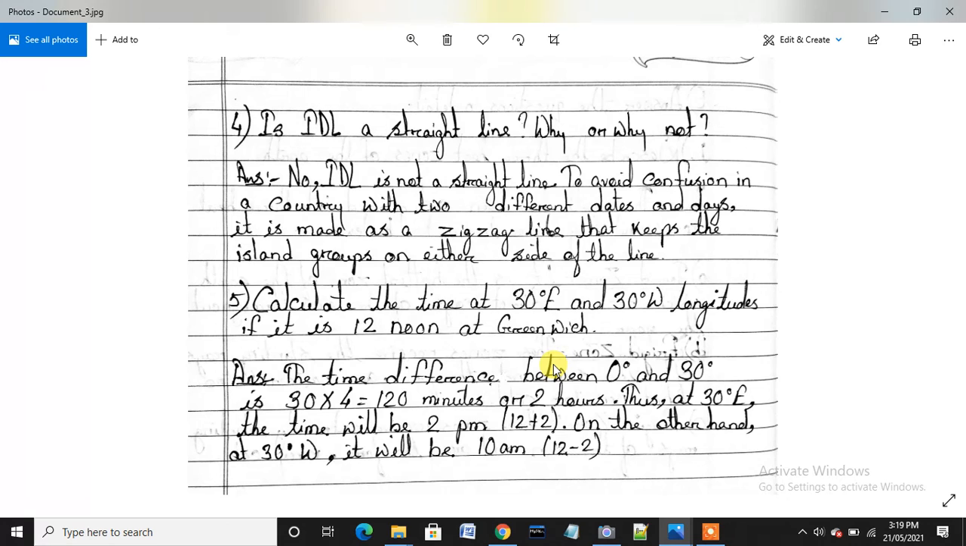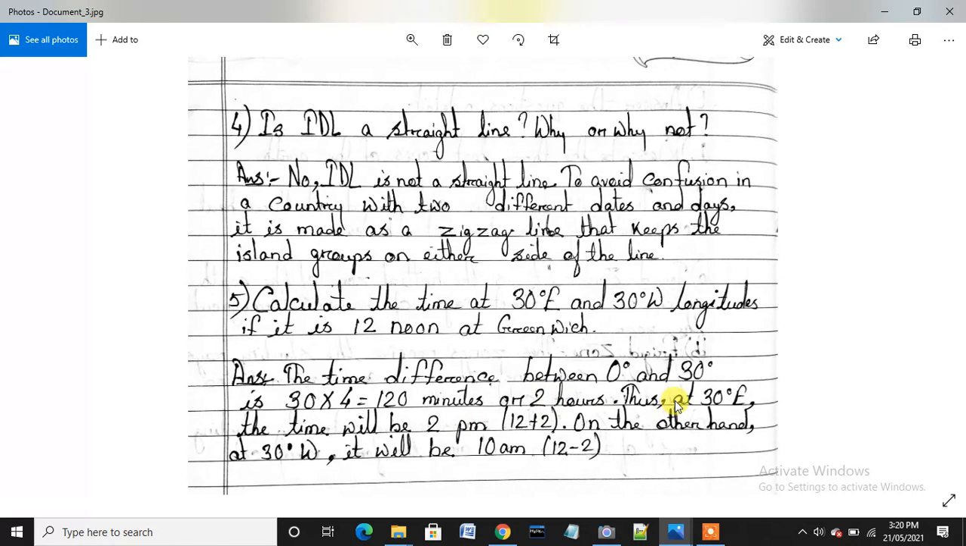Now number 5 is that these calculations are there. So calculate the time at 30 degrees towards the east side and 30 degrees towards the west side longitude if it is 12 noon at Greenwich. The time difference between 0 degree and 30 degrees is 30 into 4. If you do that, 3 4s are 12 and a 0 will come here, right? So 120 minutes or 2 hours you can say. So this 120 minutes divided by 60, it will be 2, right? So 60 plus 60 is equal to 120, right?